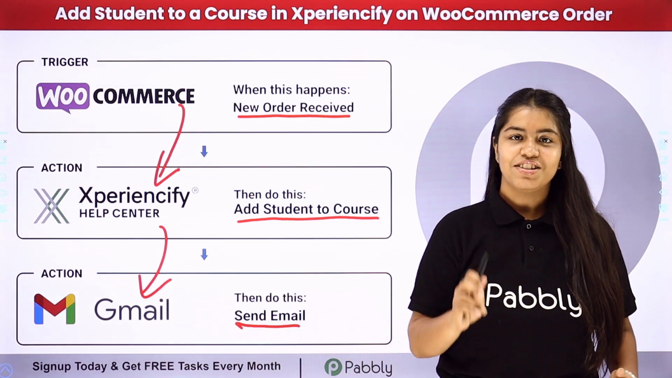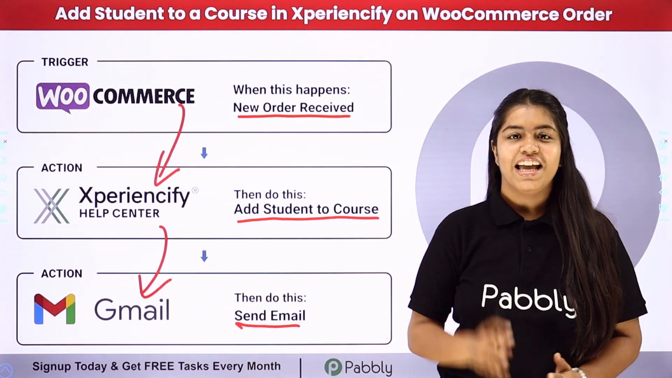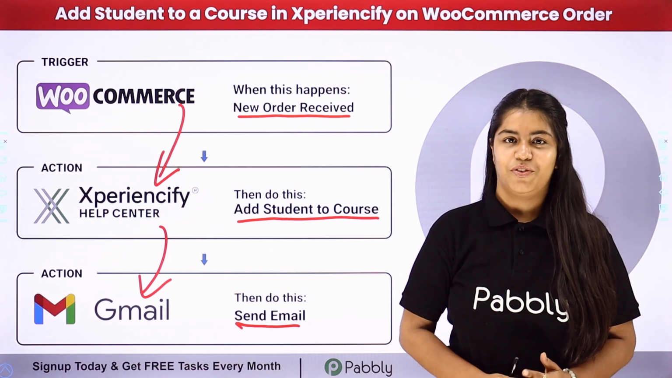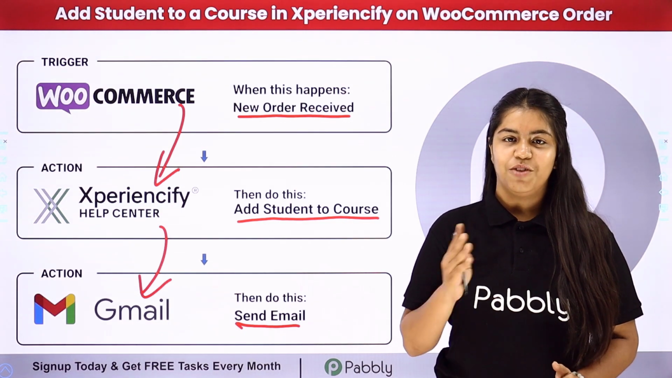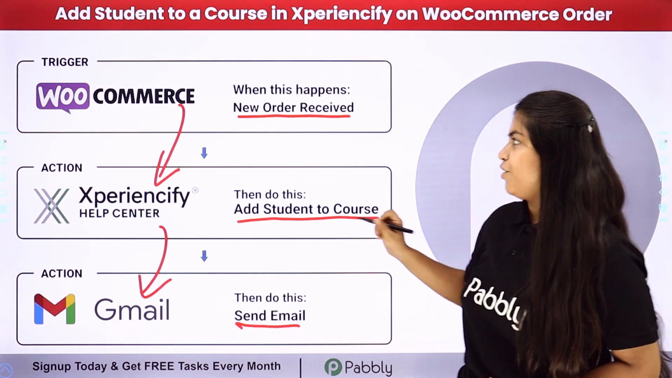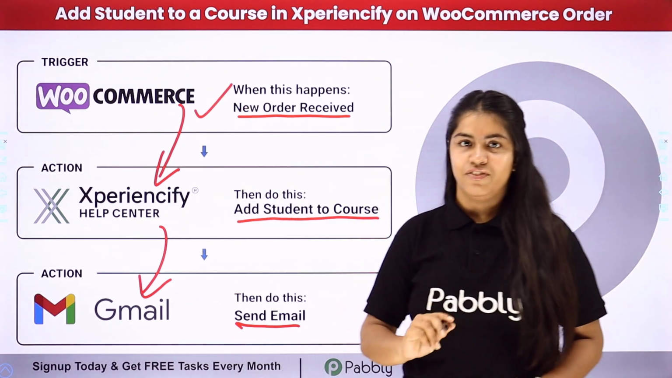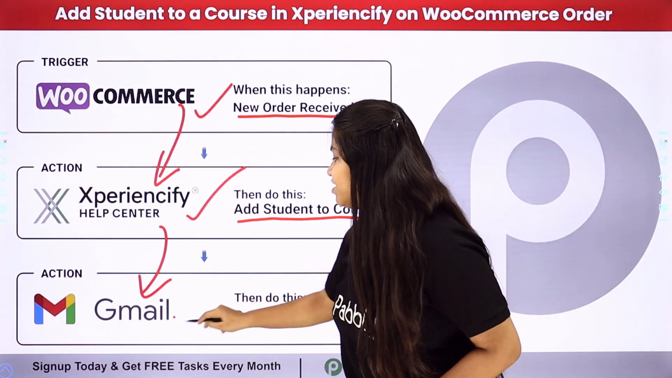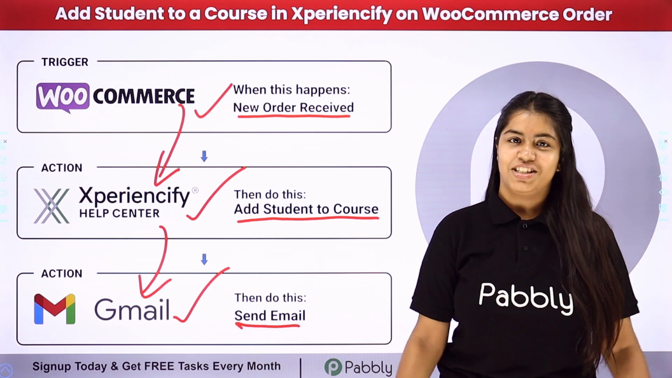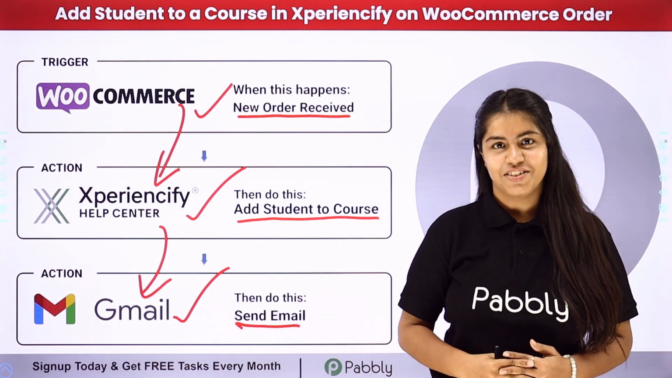To create this integration, we are going to use Pably Connect. It is an amazing automation software. So in Pably, we have the concept of trigger and action. For trigger, we are going to use WooCommerce, and for action, we are using Xperiencify and Gmail. So if you want to learn this process step by step, follow me through the screen.